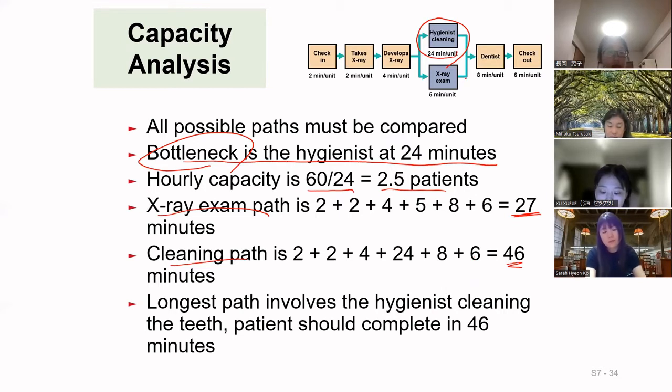So basically, if I can reduce this, I can make the process faster, because of this bottleneck. If I can reduce 34 minutes, that will make the process faster. Okay.